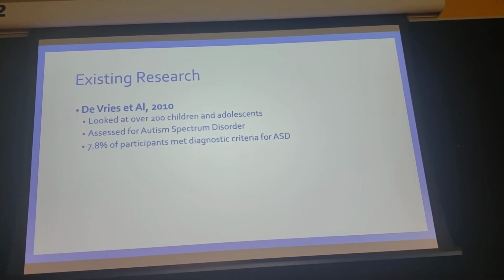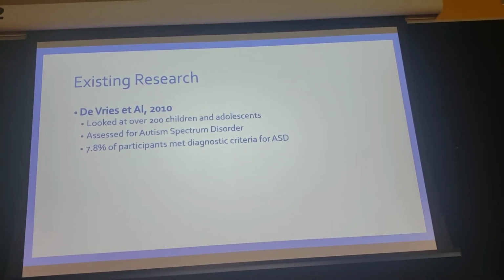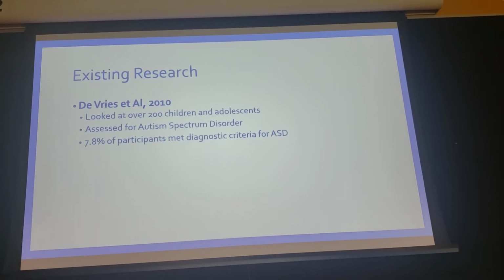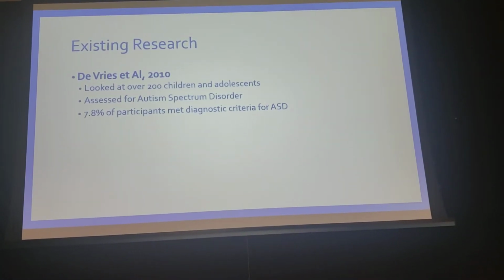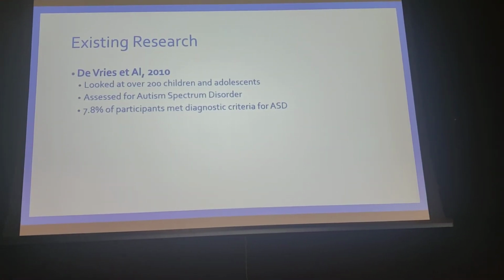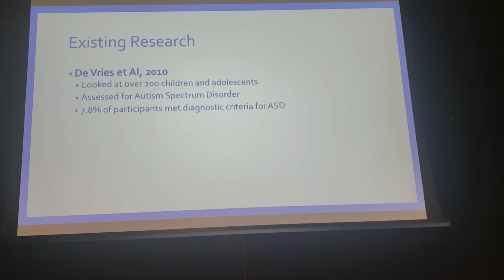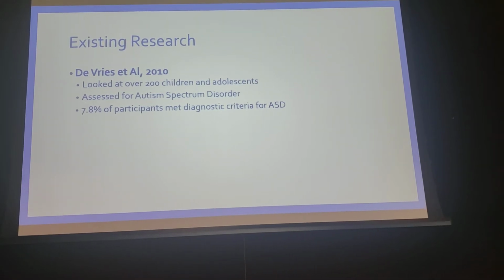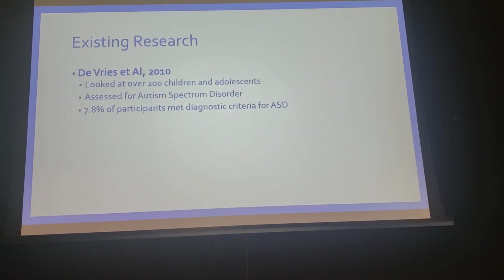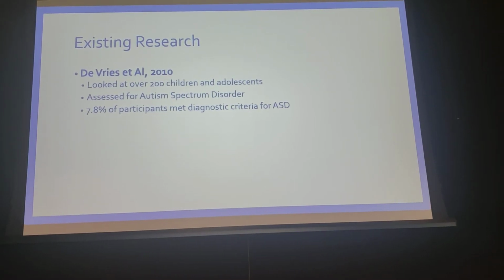The study found that 7.8% of the children and adolescents in this clinic had autism spectrum disorder, which is significantly higher than the prevalence of autism spectrum disorder in the general population at that time, which was estimated to be about 0.6 to 1%. This study was limited, though, in our modern view due to its age.